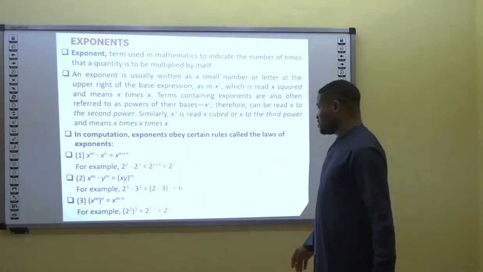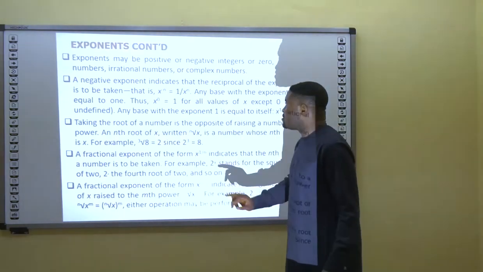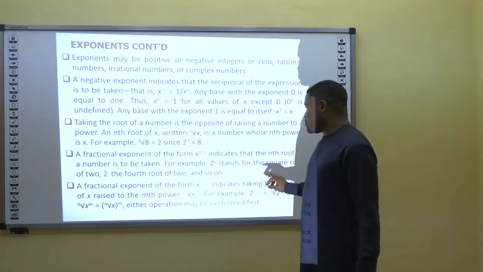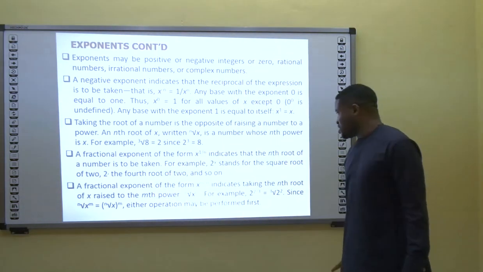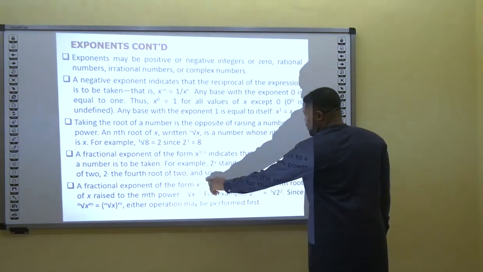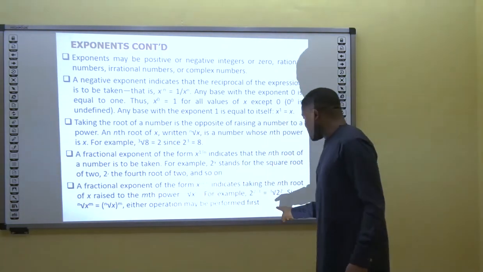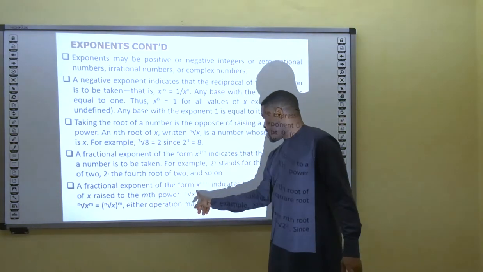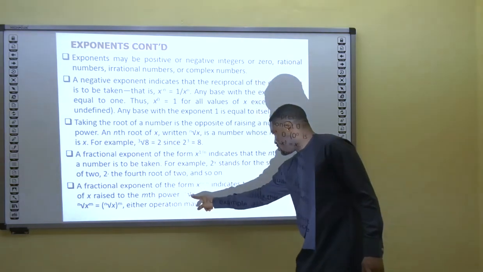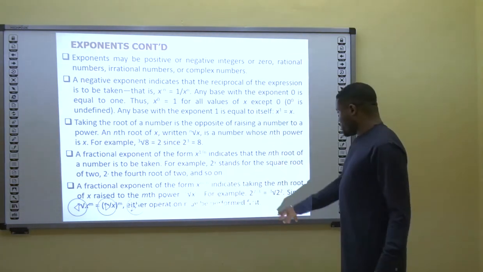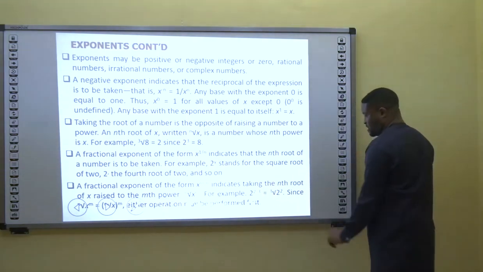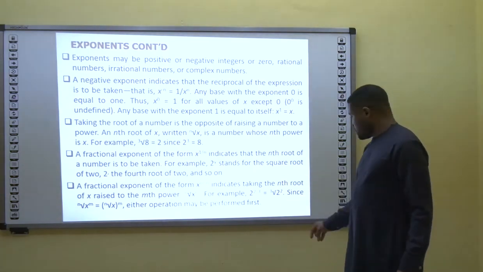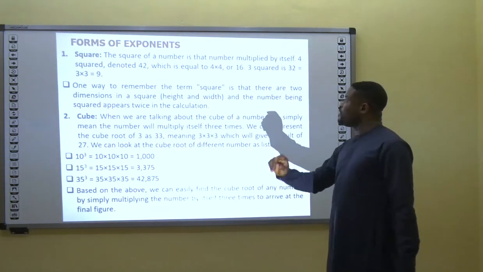So this is very important for you to understand when dealing with exponents. That's the same thing that is applicable in this slide. You see that a fractional exponent of the form x raised to the power 1/n indicates taking the nth root of x raised to the power m, which is denoted by the nth root of x raised to the power m. So for example, if we have 2 raised to the power 2 over 3, then it will be equal to the cube root of 2 raised to the power 2. So that will give us the answer we are looking for.